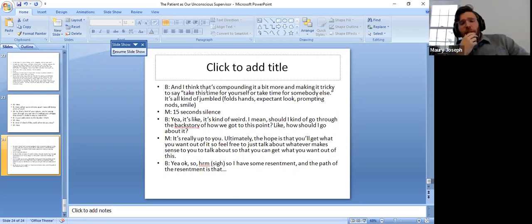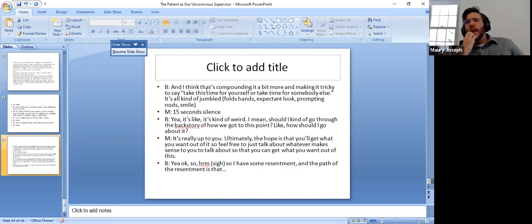So feel free to talk about whatever makes sense to you to talk about, so that you can get what you want out of this. So I'm countering that projection of will, and he says, yeah, okay. And he thinks for a second. Big sigh. So I'm like, ding, ding, ding. My intervention adequately countered that resistance enough that something anxiety provoking can break through.